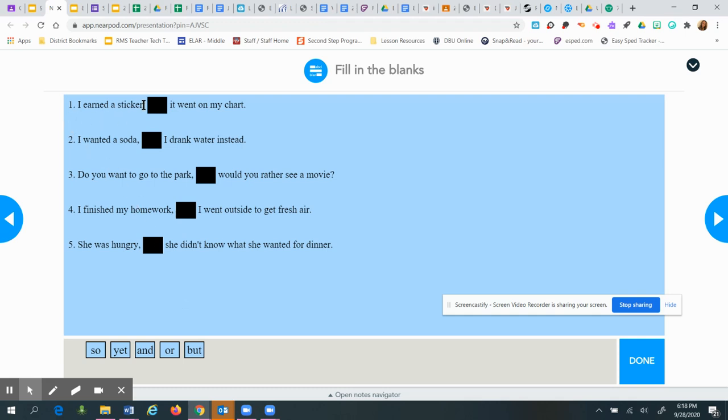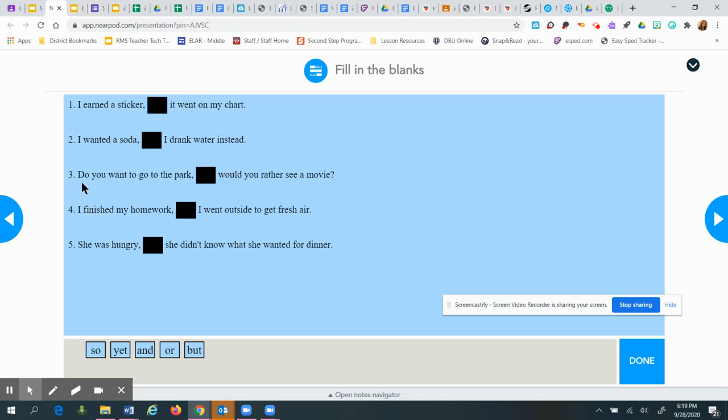So let's think about what fits well in this sentence. Number 1 says, I earned a sticker. It went on my chart. I earned a sticker, blank, it went on my chart. And you're just going to click and drag. Just click, oh, I don't know where, oh, okay, there it is. Click and drag. Number 2 says, I wanted a soda. I drank water instead. I wanted a soda, blank, I drank water instead.